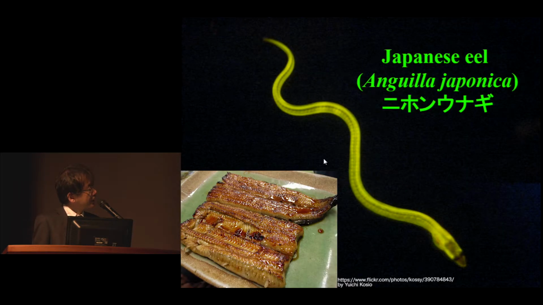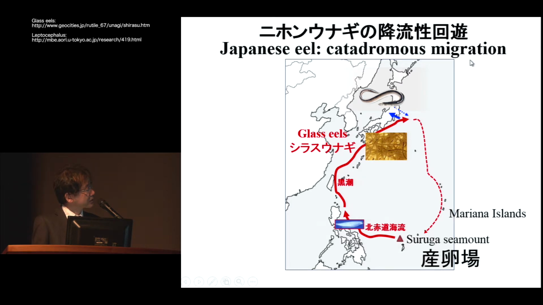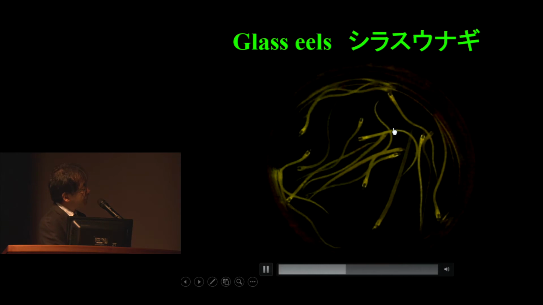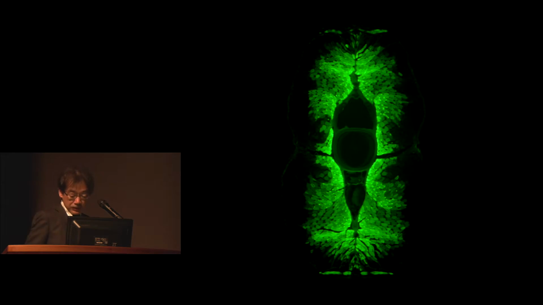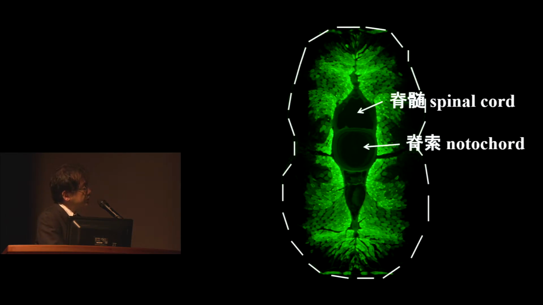Okay? And as you know, Japanese eels are very much green fluorescent. Okay? And they show catadromous migration. Usually they live in lakes and rivers, but adult eels migrate into the ocean to spawn. And their larvae are carried by the current and reach Japan at the stage of glass eels. Okay. So, fluorescent glass eels, and in the transverse section of a glass eel, we observed very strong green fluorescence in the deep muscle layer. Okay.